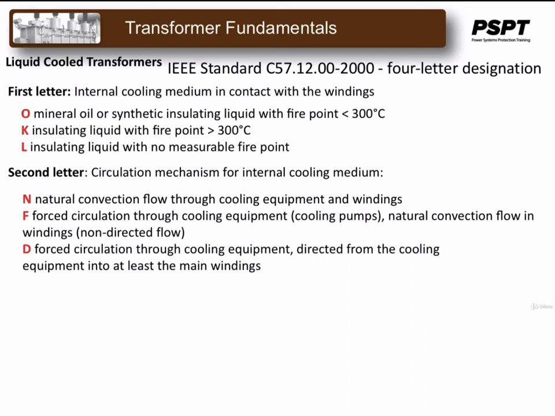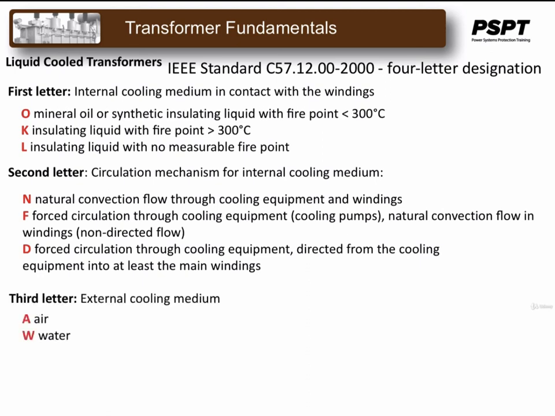The second letter designates the circulation mechanism for internal cooling mediums. N stands for natural convection flow through cooling equipment and windings. F is forced circulation through cooling equipment such as cooling pumps, and uses also natural flow of convection of the windings themselves and isn't necessarily directed. The D is the directed element. It actually stands for forced circulation through cooling equipment that is directed from the cooling equipment into at least the main windings.